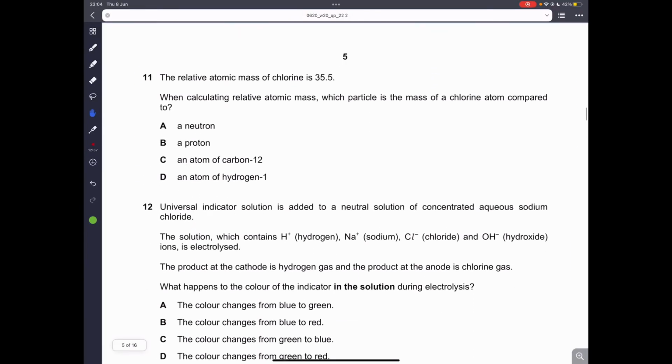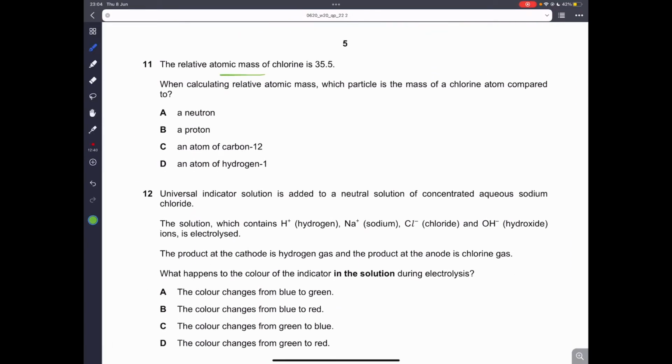Question number 11. The relative atomic mass of chlorine is 35.5.